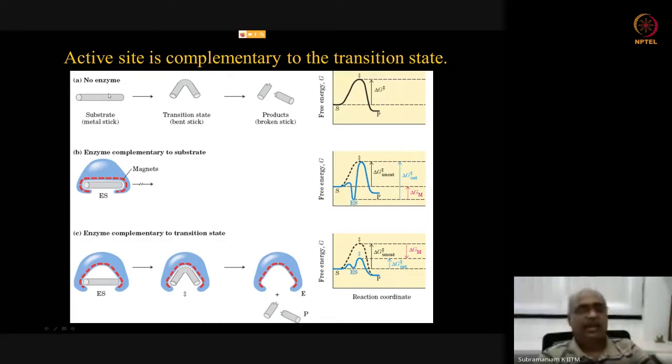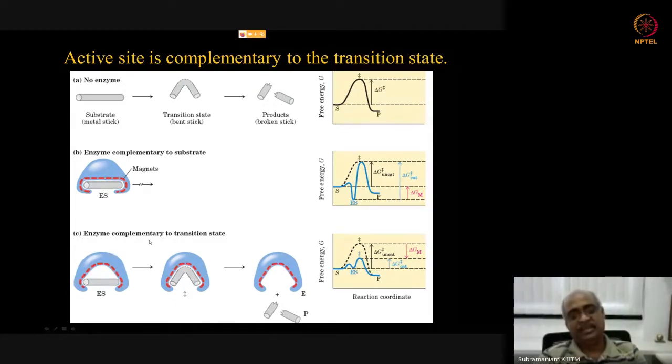Without this intermediate step, you don't imagine this breaking like this, unless you are using a knife-like thing to cut it. And if this is the transition state for this substrate becoming this product, then if you have a device that fits in this manner, it is not going to break into this. So the activation energy barrier will remain really high. But on the other hand, if the device is shaped like this and, to fit, the stick is going to bend like this, this is what we call a transition state.